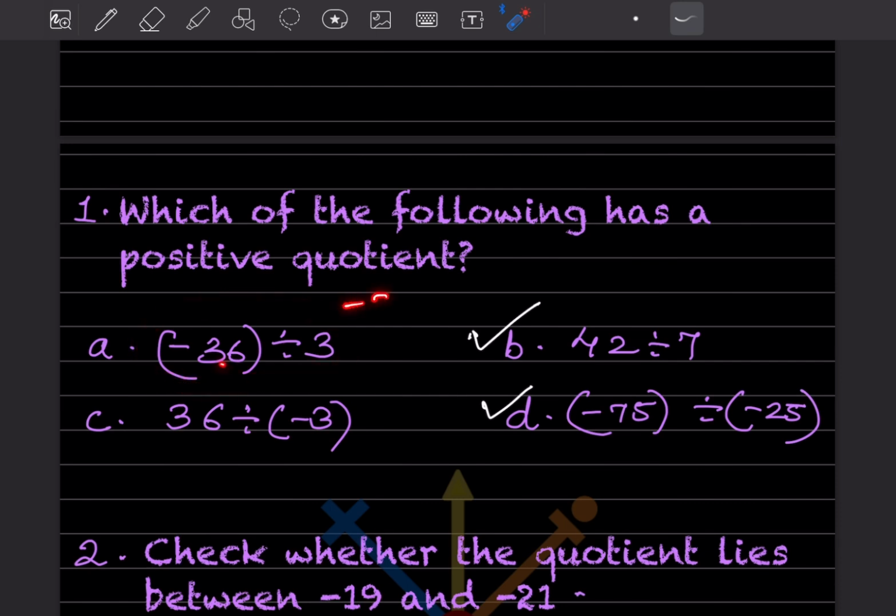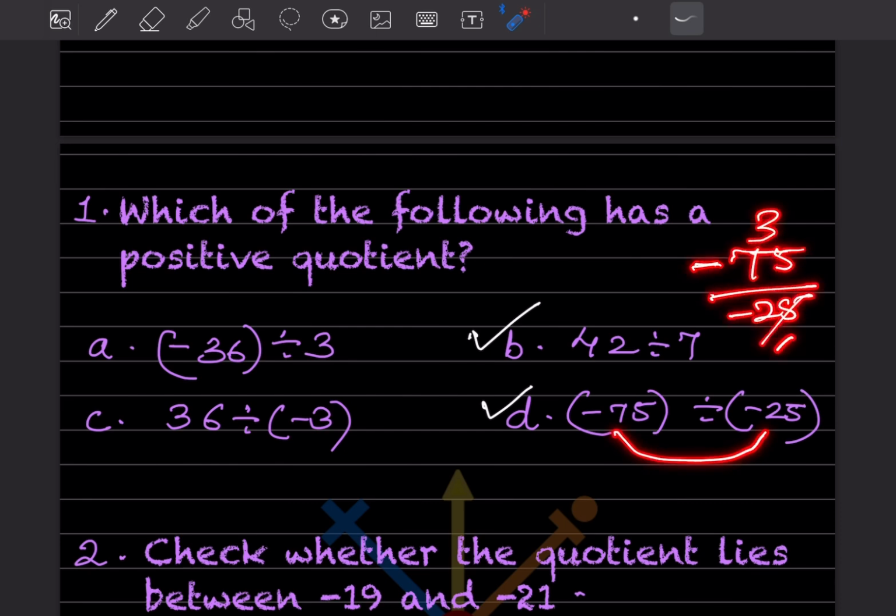When you divide minus 36 divided by 3, you get minus 12. So this is not positive. 42 divided by 7 is going to be 6. So this is going to be a positive quotient. 36 divided by minus 3 is going to be again minus 12. So this is not. Minus 75 divided by minus 25, that is going to be 3, because minus divided by minus becomes plus. So these both options we can write.